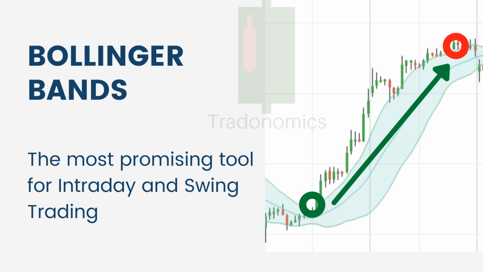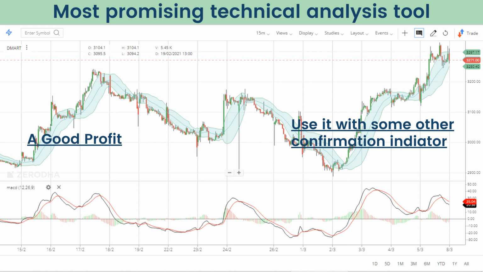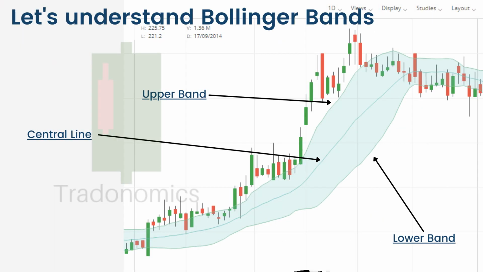This video is about Bollinger Bands, the most promising technical analysis tool for intraday and swing trading. And you can make a very good profit using Bollinger Bands with another confirmation indicator like the moving average convergence divergence, the MACD, or the relative strength index, the RSI. Let us understand the Bollinger Band now.